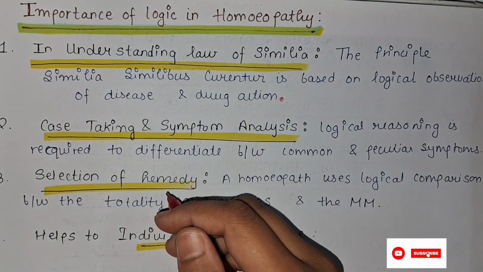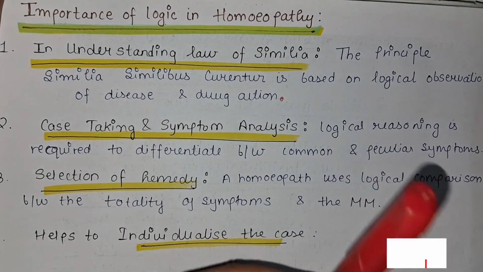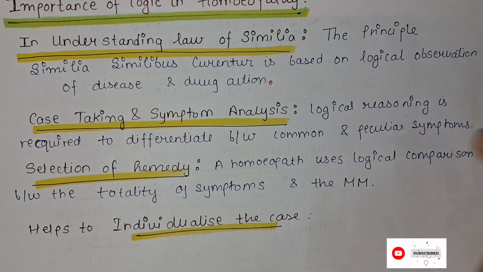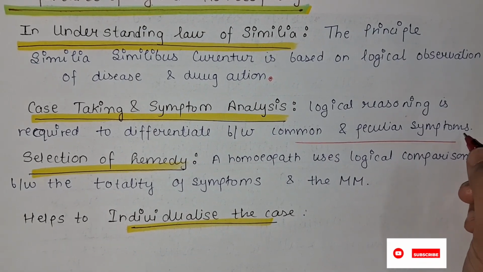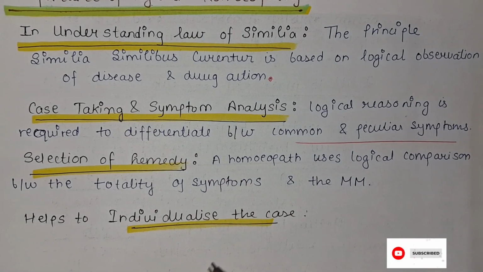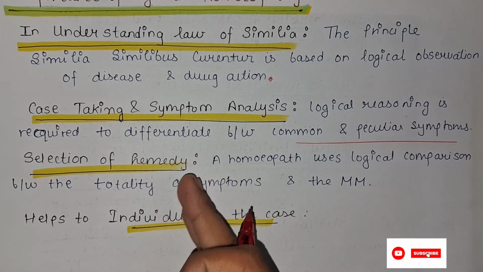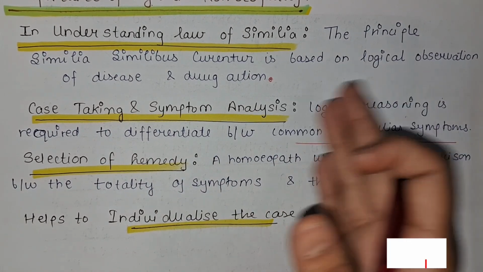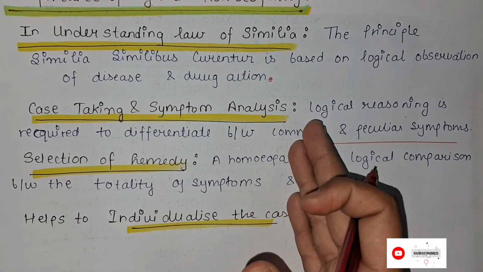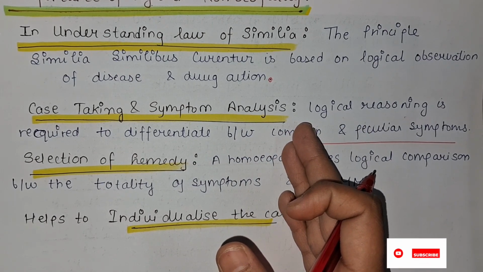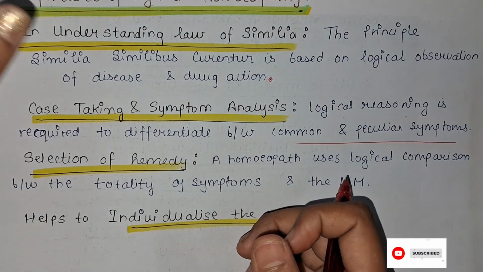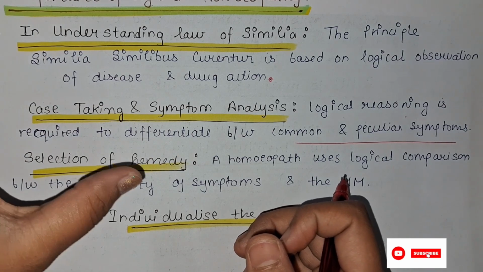Then second is case taking and symptom analysis. While taking the case we have to apply logical reasoning. Logical reasoning is required to differentiate between common and peculiar symptoms. Like if someone is coming with a disease, that disease has some symptom as a common symptom which everyone has. But a peculiar symptom is one which, even if someone else gets that disease, will not be seen in them. ओके, ये पिक्यूलियर सिम्टम होता है जो कि कॉमन नहीं है डिजीज़ में, बस ये उस पर्सन में दिखाई दे रही है, सो दैट हम इंडिविजुअलाइज कर पाएंगे उस चीज़ को.